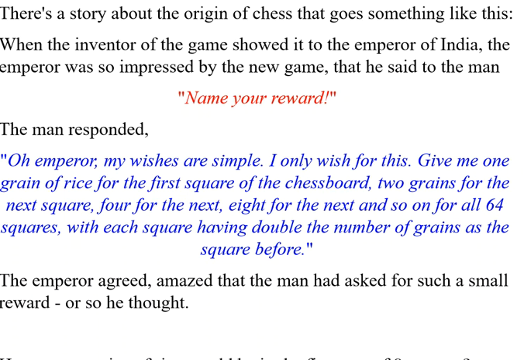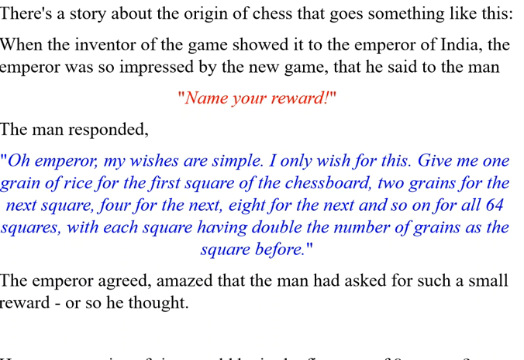So, there's a story about the origin of chess that goes something like this. When the inventor of the game showed it to the new emperor of India, the emperor was so impressed by the new game, he said to the man, "Name your reward." The man responded, "Oh, Emperor, my wishes are simple. I only wish for this. Give me 1 grain of rice for the first square of the chessboard, 2 grains for the next square, 4 grains for the next, 8 for the next, and so on for all 64 squares, with each square having double the number of grains as the square before." The emperor agreed, amazed that the man had asked for such a small reward, or so he thought.